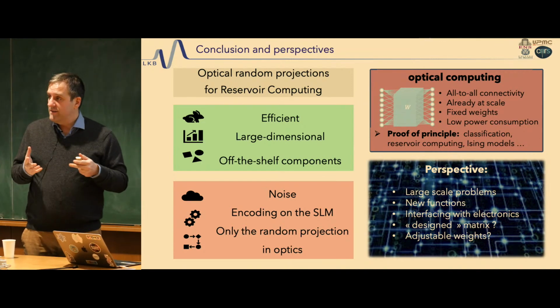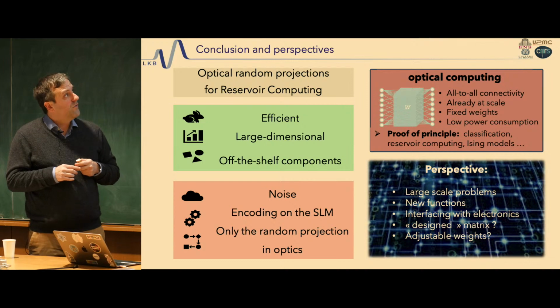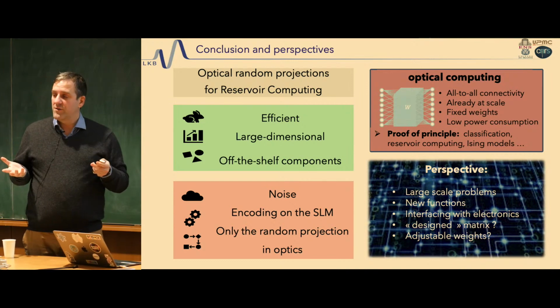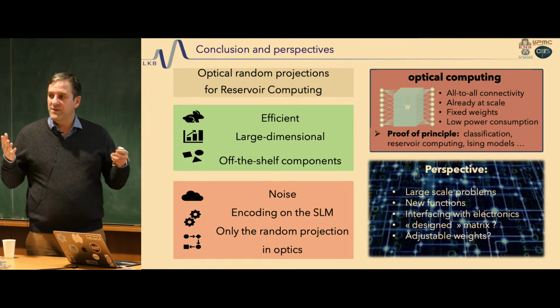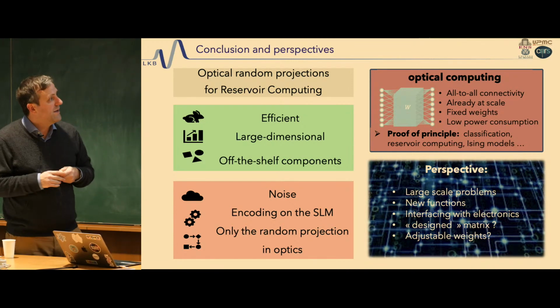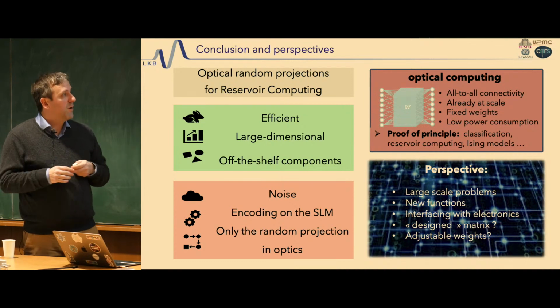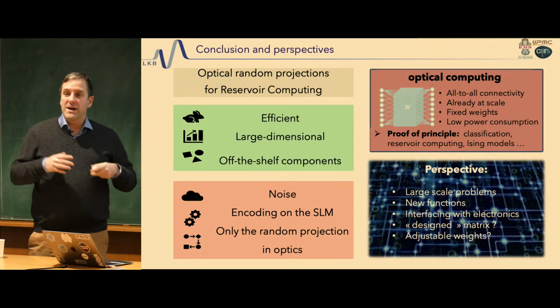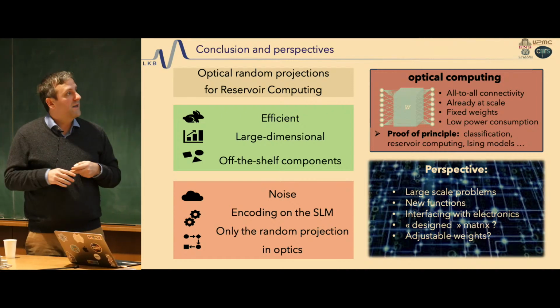Random projection is also something that you can use for reservoir computing at large scale, large dimensional. It's an off-the-shelf component. You basically benefit from what has been done in cameras and modulators. And of course, it comes with a problem of noise, how to encode the information properly on the SLM. You get a fixed random projection, so going beyond that is complicated.